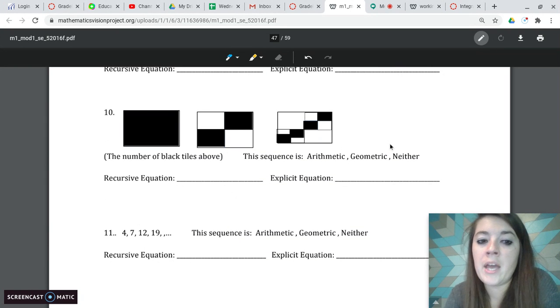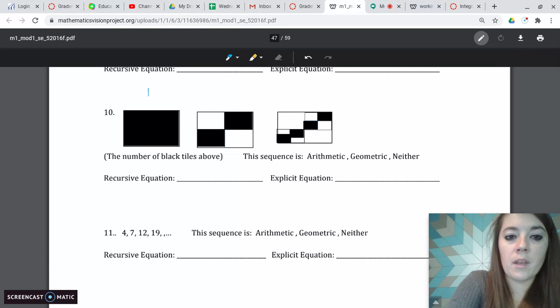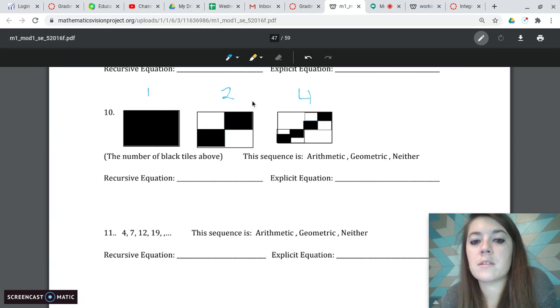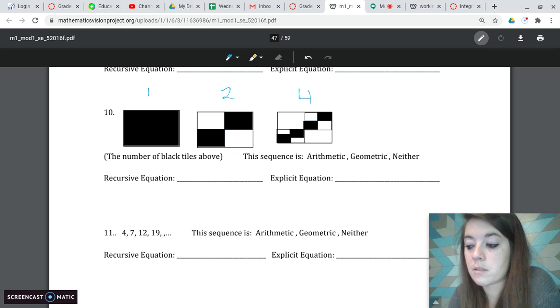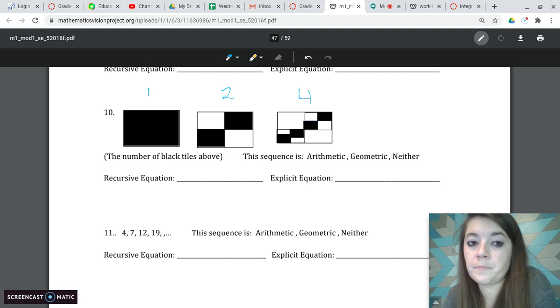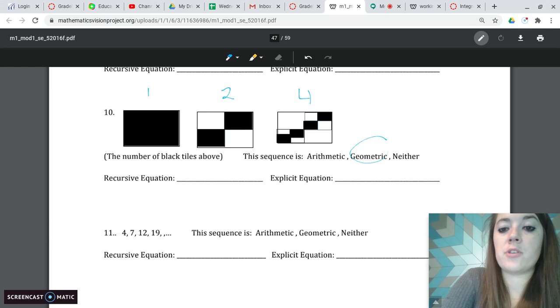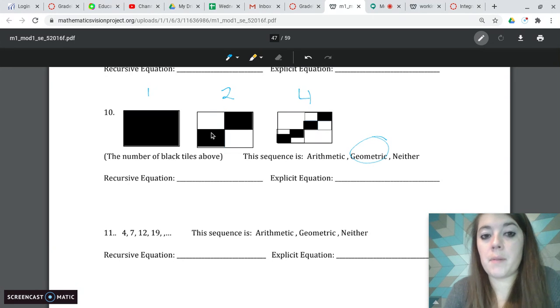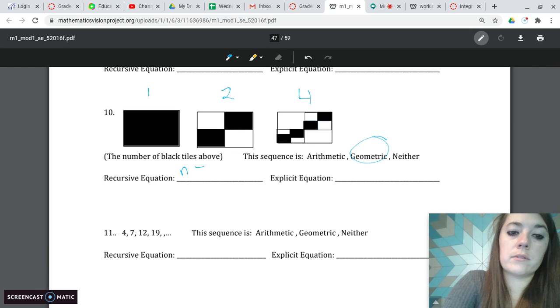All right, the next one I'm going to do with you guys is this one here because it's a little weird looking. So what we're looking at in terms of the numbers for our sequence is the number of black tiles. So here we have 1, then we go to 2, then we go to 4. So what do you notice as we're going up each case? Are we adding or multiplying or neither? Multiplying. Hopefully you're saying you're multiplying. So this is geometric. To go from 1 to 2, we multiply by 2. To go from 2 to 4, we multiply by 2. So now equals previous times 2.